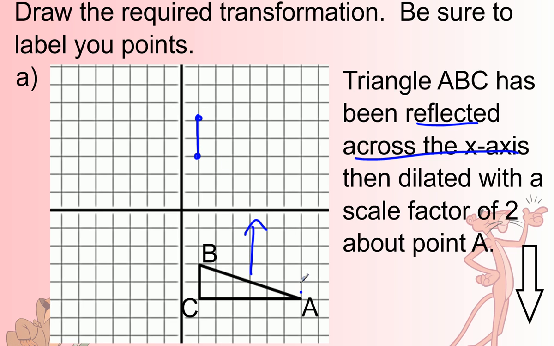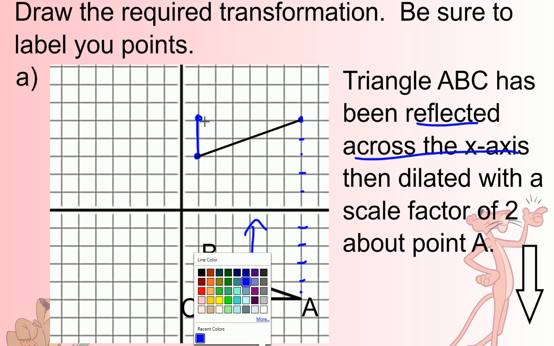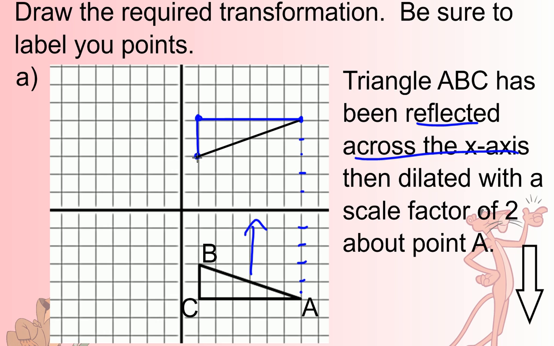And then 1, 2, 3, 4. 1, 2, 3, 4. Is that right? 1, 2, 3, 4, 5. Okay, and we'll break out the line tool. Alright, so that is the first transformation that took place. That is the reflection across the x-axis. Now that's not done. That's reflected across the x-axis.